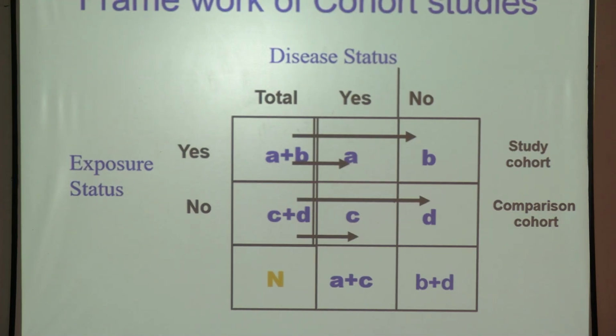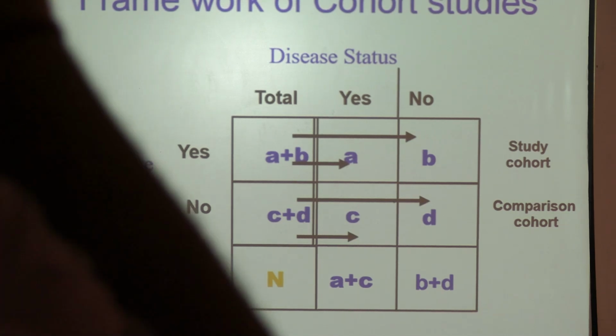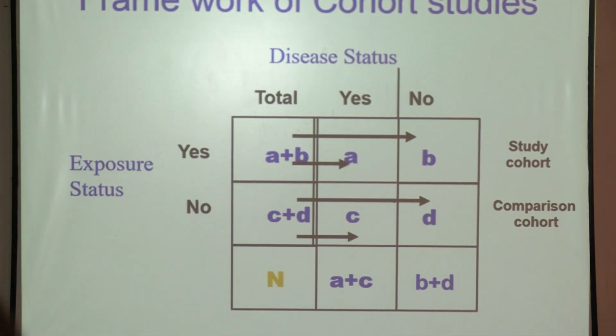Is this clear? A plus C have the disease. How many have got exposure? What is the study cohort? A plus B is the study cohort. A plus C has the disease. People who don't have the disease are B plus D. Okay.